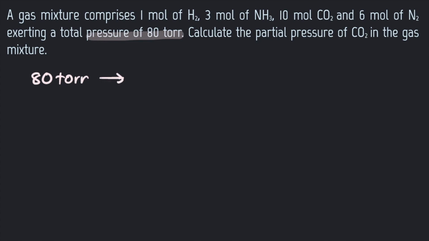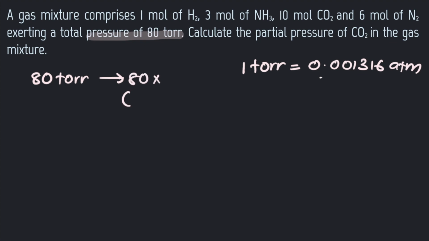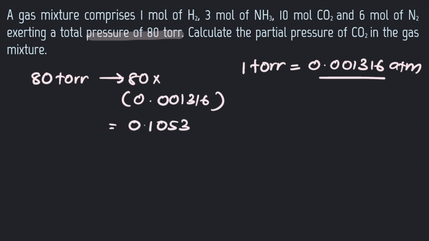So basically 1 torr is equivalent to 0.001316 atm. Therefore for 80 torr, you just have to do 80 times this figure, 0.001316. Therefore you will get 80 torr is equivalent to 0.1053 atm. So this is the first step for this calculation.